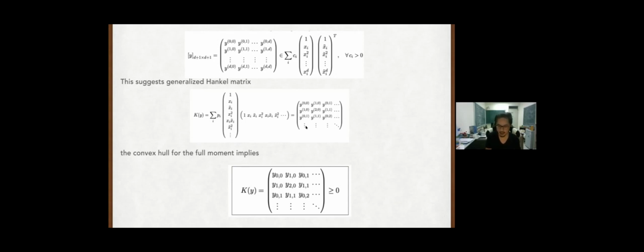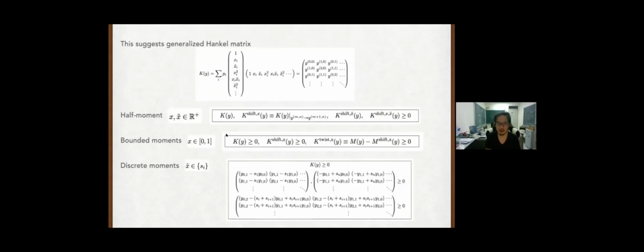The difference is essentially that in the previous case, we were talking about expectation values of functions which are single variable. Now you do exactly the same thing, but with expectation values of two variable functions. Other than that, the argument is the same. Therefore, for example, for the full moment, which means that you don't put any constraint on these x's, the condition is just that this generalized Hankel matrix is positive semi-definite. And so then I don't need to do anything more.